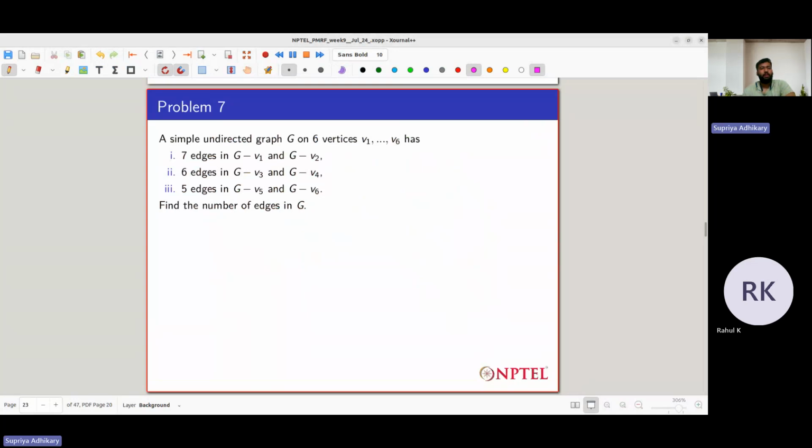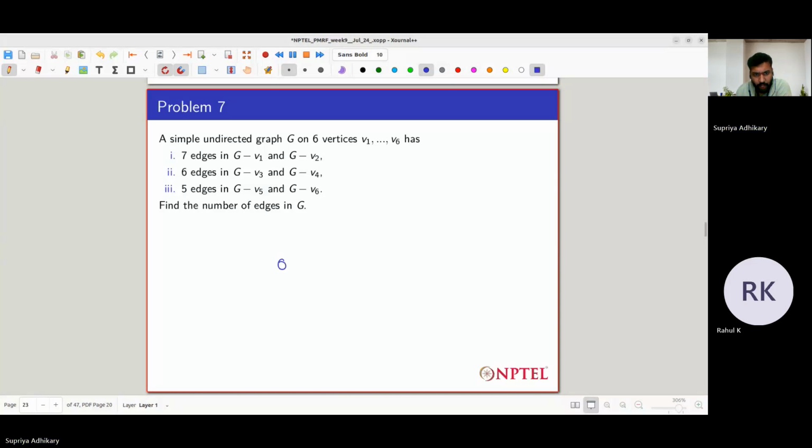In problem 7, we're given a simple graph G with 6 vertices, V1 up to V6, and it is given that G minus V1 and G minus V2 both have 7 edges. G minus V3 and G minus V4 have only 6 edges, and G minus V5 and G minus V6 have only 5 edges. So we have to find the total number of edges in the graph.